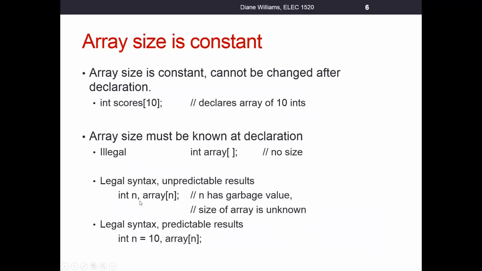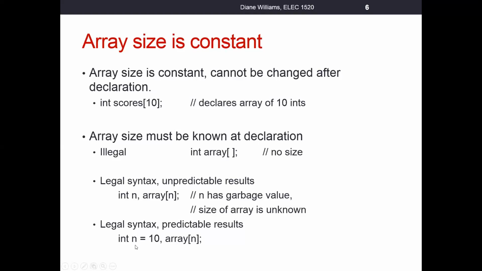In the same line, followed by a comma, I could say array of size n, but I don't want to do that because n at this point has a garbage value in it, and the size of my array would be unknown. The compiler likely won't flag an error for that, probably a warning, depending on the warnings you have set. So you want to avoid this. While some syntax is legal, it leads to unpredictable results. Remember, whenever you declare an array, if you're using a variable such as n for the size, make sure that n has a valid value.